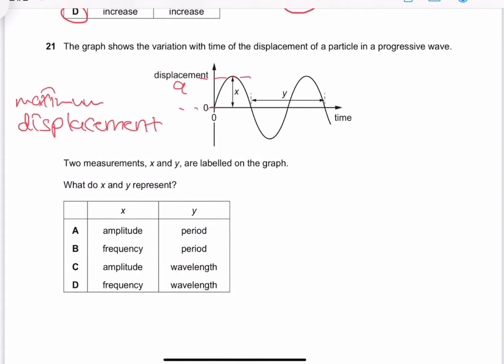So C, D is wrong and B is wrong, okay? And this Y, so it's very important with these graphs to read the graph. Whenever you see a graph, it's a high order question. So you have to read and understand the graph itself. This is time, it's not distance.